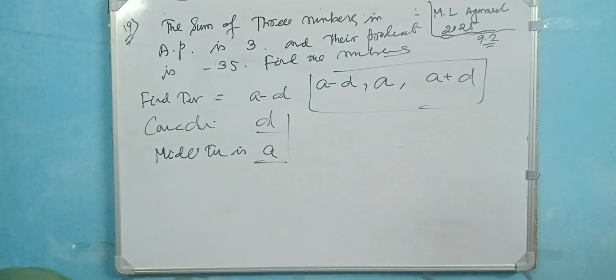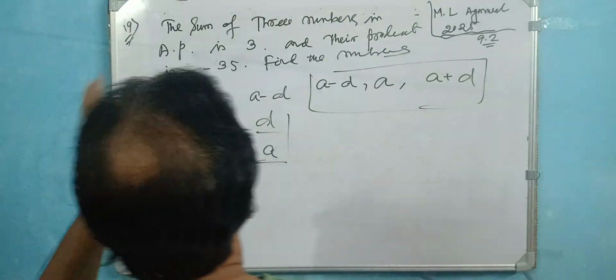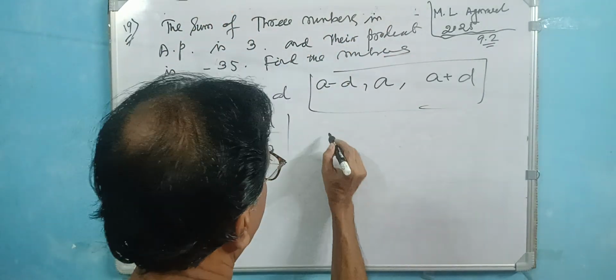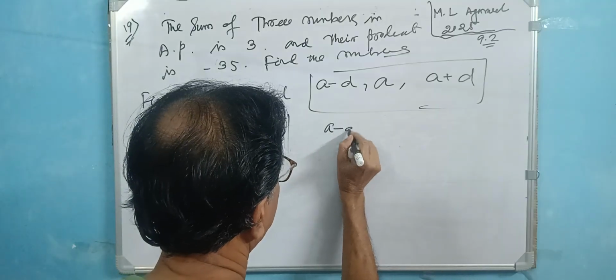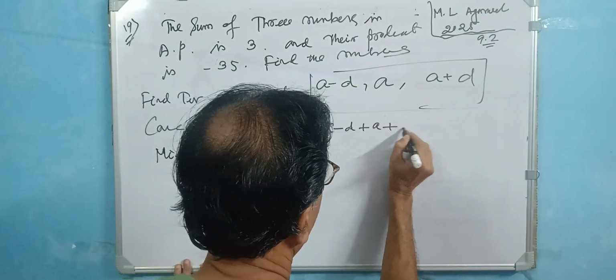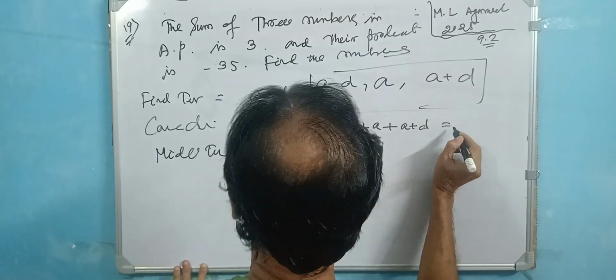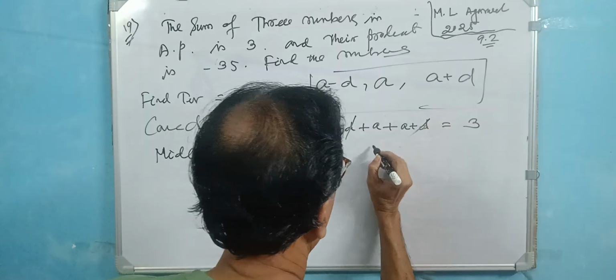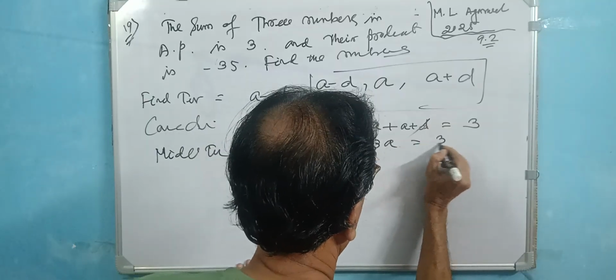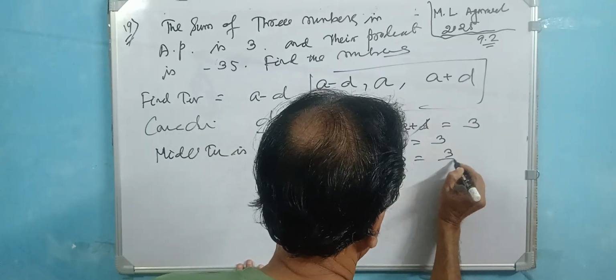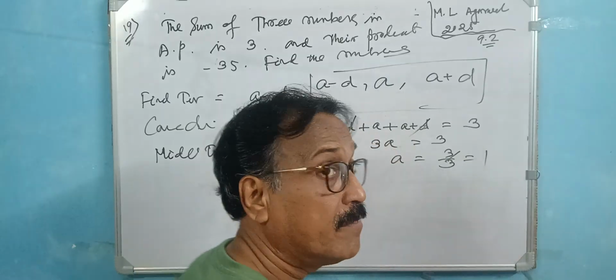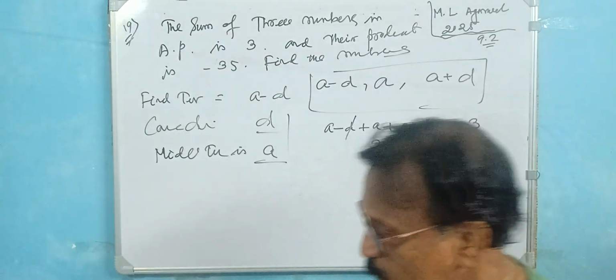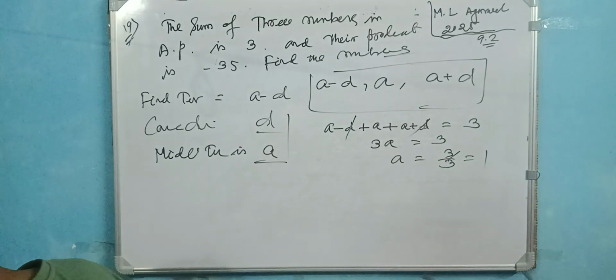Now, here the sum of three numbers in AP is given. So, by the question, A minus D plus A plus D. This is A, this is A, and minus D plus D cancels. So 3A is equal to 3. A is equal to 3 by 3. You get A is 1.